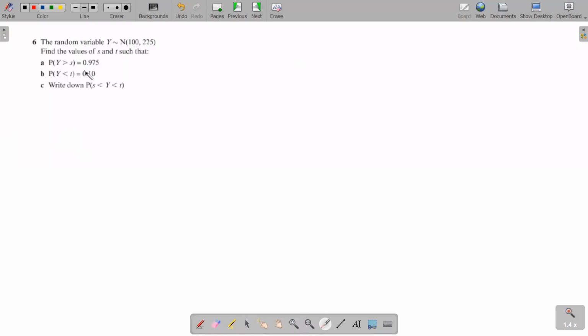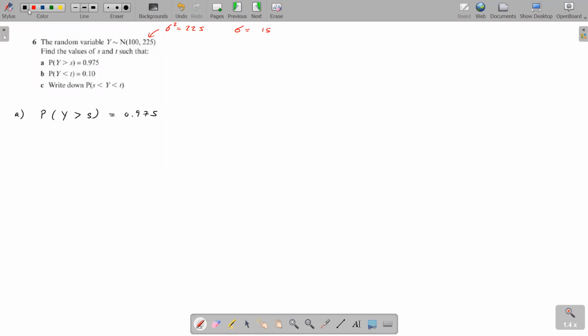Okay, guys, let's move on to question number 6. So let's make it a little bit more challenging now. The random variable Y follows a normal distribution with mean 100 and sigma squared is 225. Which means sigma is the square root of 225, which is 15, right? Find the values of s and t such that, okay, part A, the probability Y greater than s is 0.975.